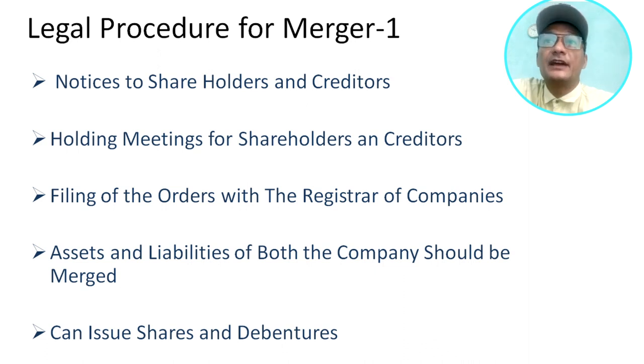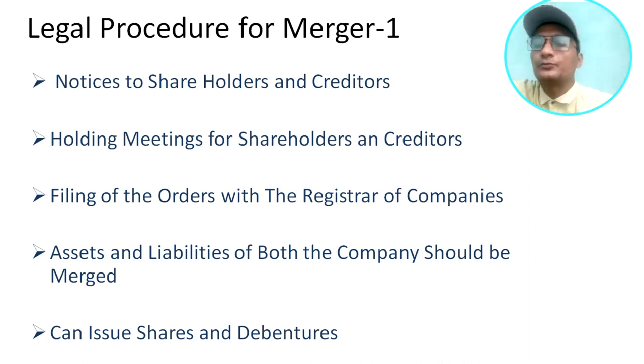Now, assets and liabilities of both companies should be merged. We need to keep in mind that both the assets as well as the liabilities of the company should merge. So the company should not hold back something under private arrangements.